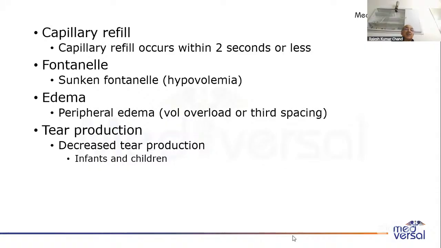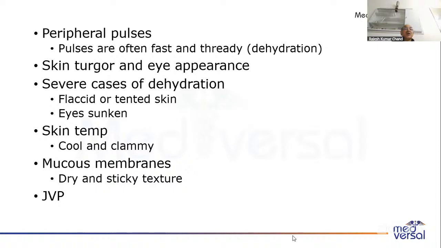Other signs of volume deficiency can be seen from capillary refill. Normal capillary refill occurs in 2 seconds or less. Then from a sunken fontanelle, we can see hypovolemia. Peripheral edema can tell us about volume overload or third spacing, and decreased tear production tells us about volume deficiency. It's more so in children and infants. Peripheral pulses are often fast and thready.